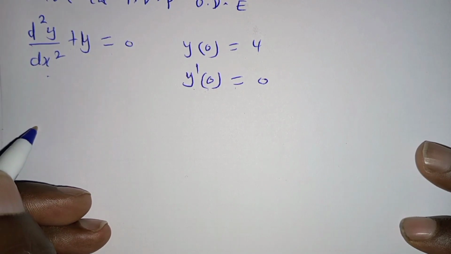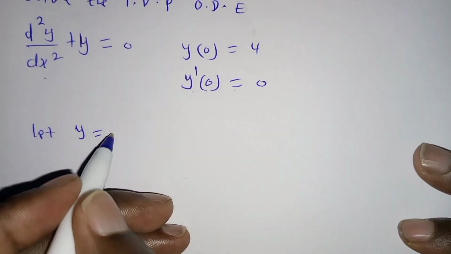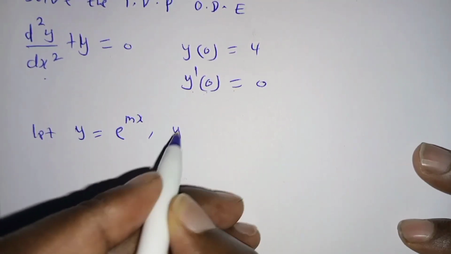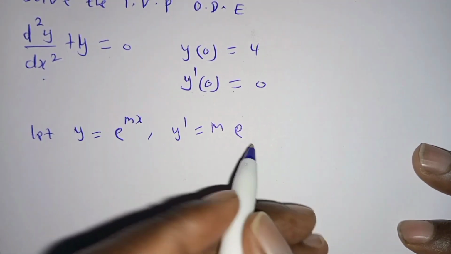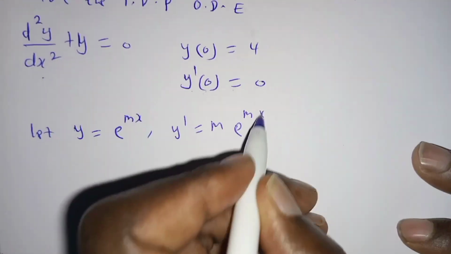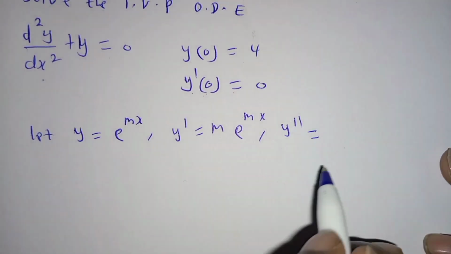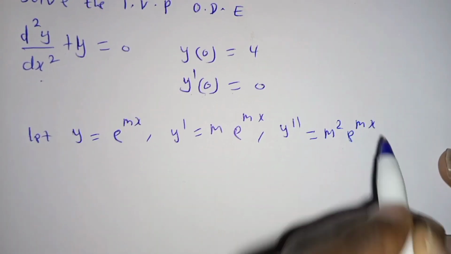Our O.D.E, we are going to let our y be equal to exponential mx. Then we get our y prime, which is equal to m exponential mx. We get our y double prime, which is equal to m squared exponential mx.